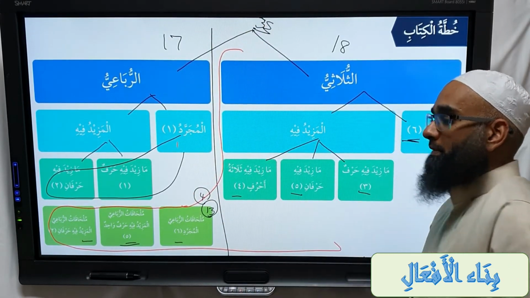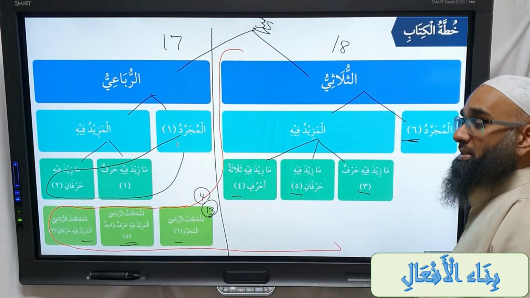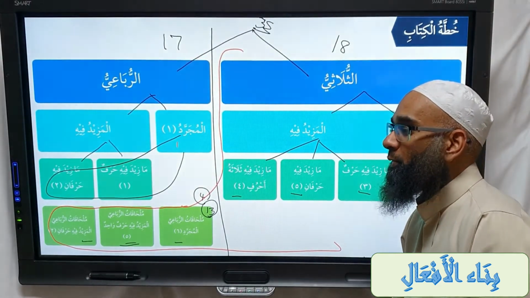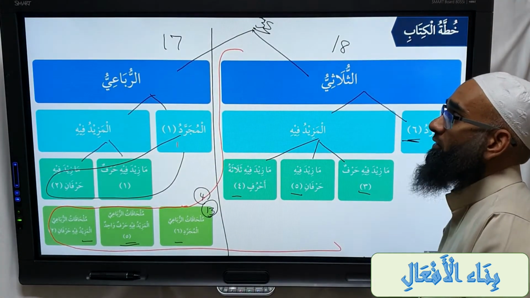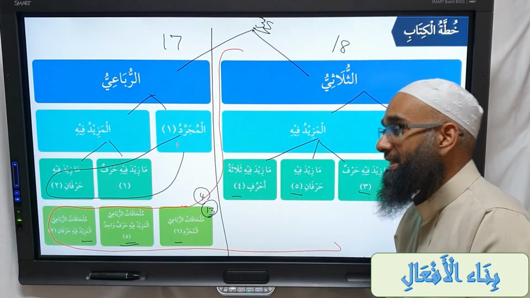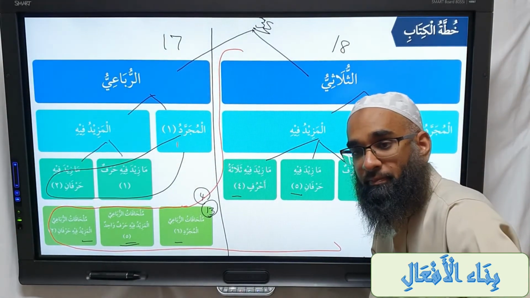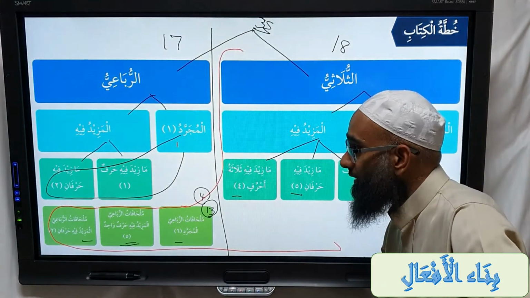35 abwab. And bad news is some other scholars have said a bit more. Some have gone to 41, 40. But for this book, it has 35. So 35, 18 and 17. You got it? Okay.